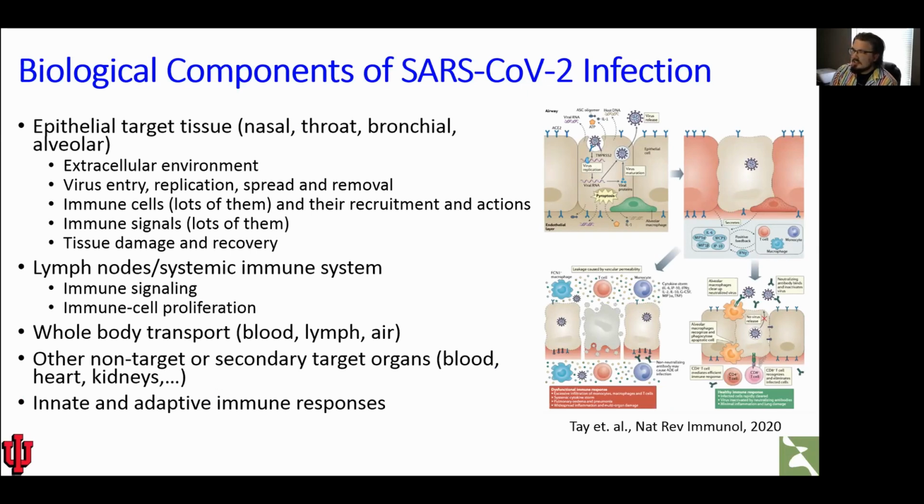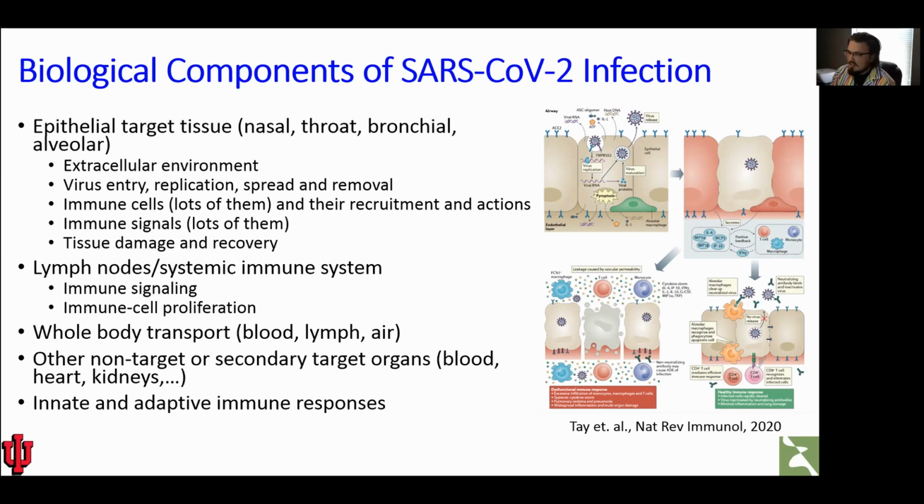So to do this, we need to go through some of the relevant biological components to something like a SARS-CoV-2 infection and COVID-19. And there are, unfortunately, a lot of mechanisms, a lot of biological components that tend to be involved over lots of scales and locations throughout the body. But most immediately available, we have the epithelial target tissue.